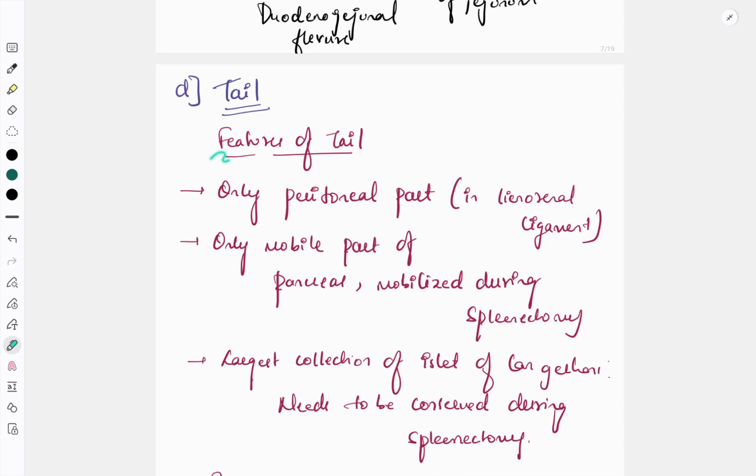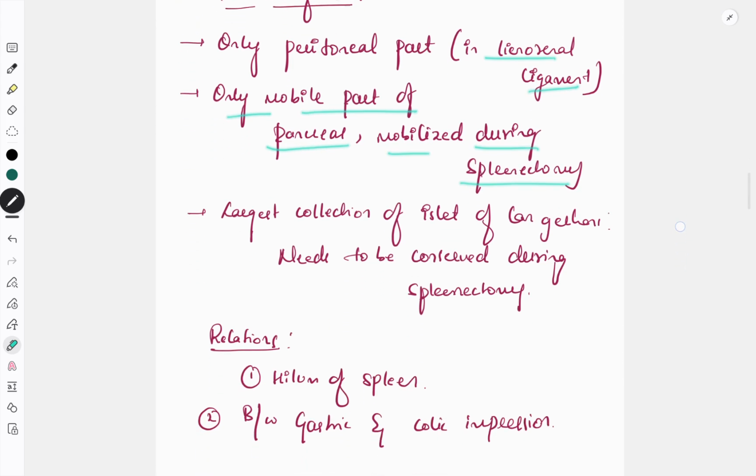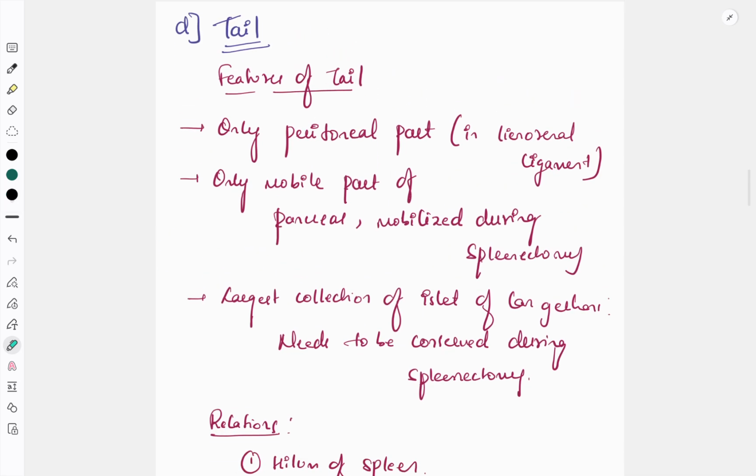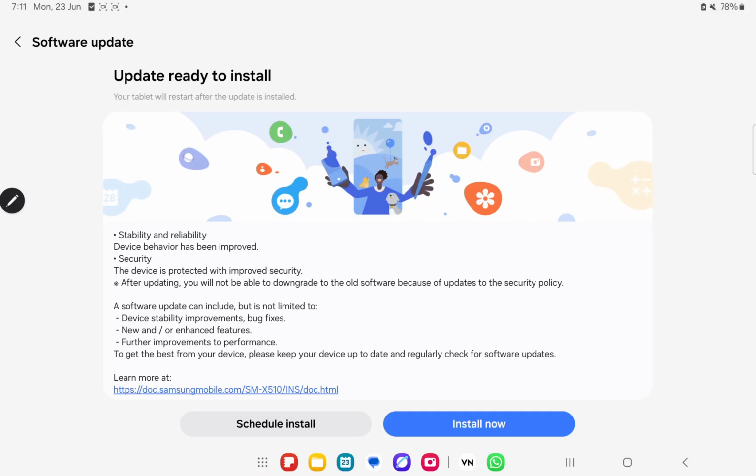The tail of the pancreas, first we'll read about the features of the tail. It is the only peritoneal part in the lienorenal ligament. It is the mobile part of the pancreas. It is mobilized during splenectomy. It has the largest collection of islets of Langerhans. So therefore it is very important to conserve it during splenectomy. During surgery, we have to be very careful. We cannot just remove the tail of the pancreas, because it has the largest collection of islets of Langerhans.